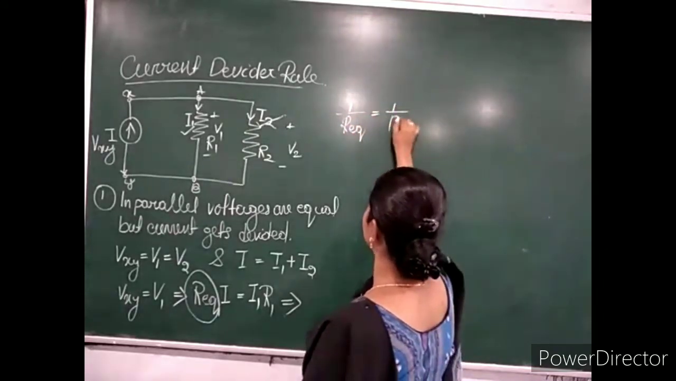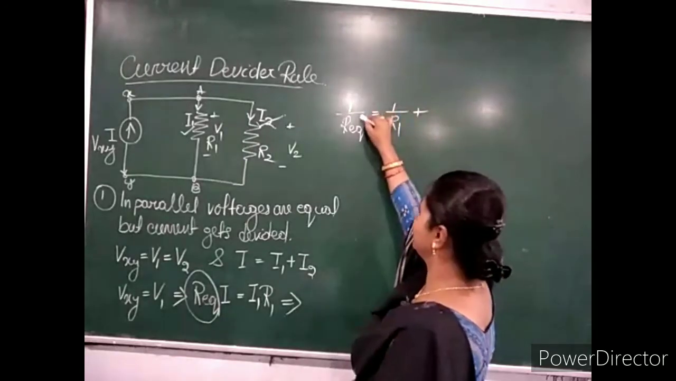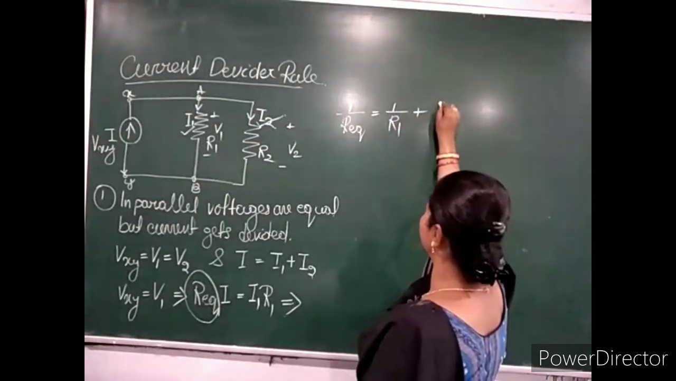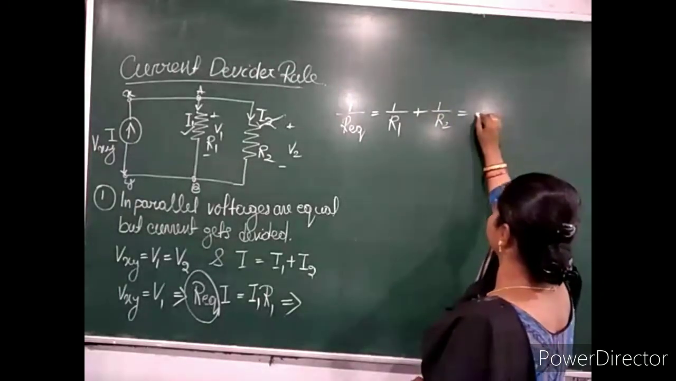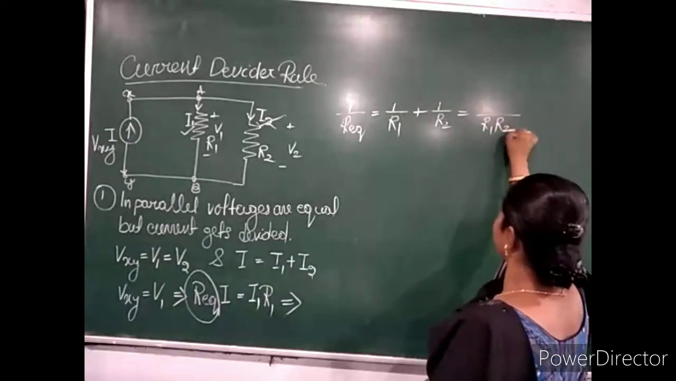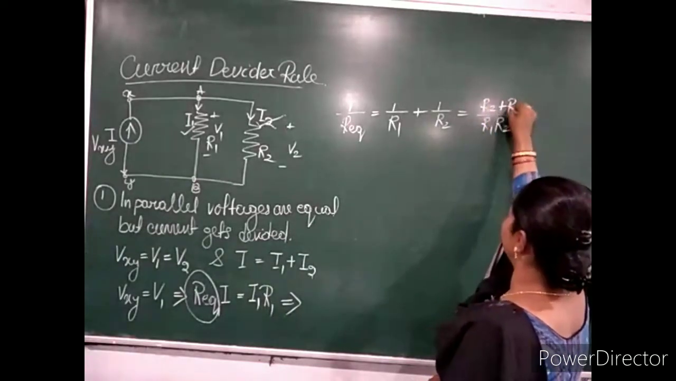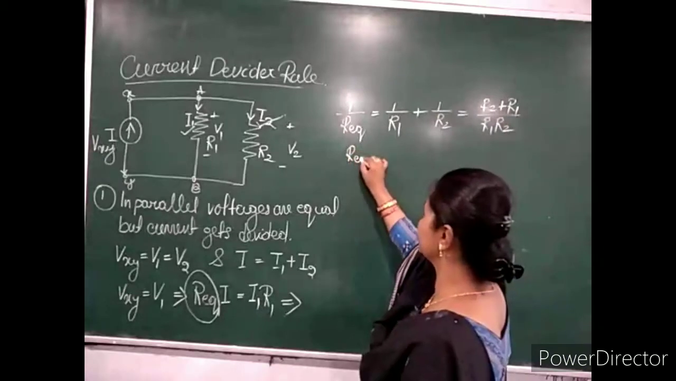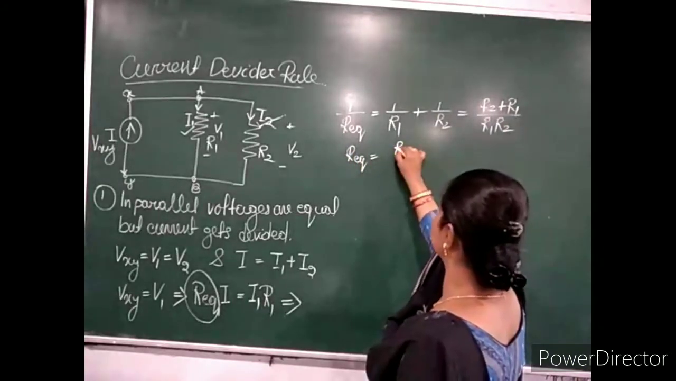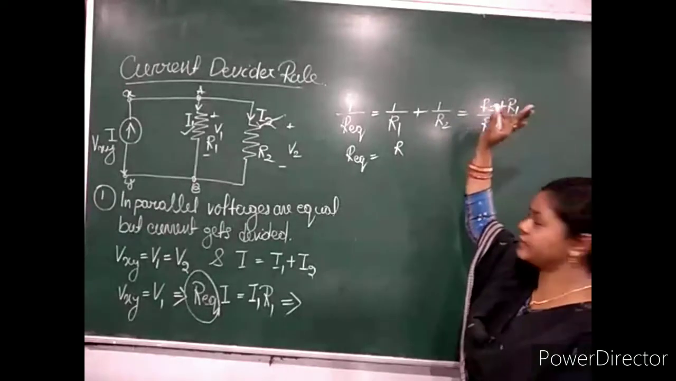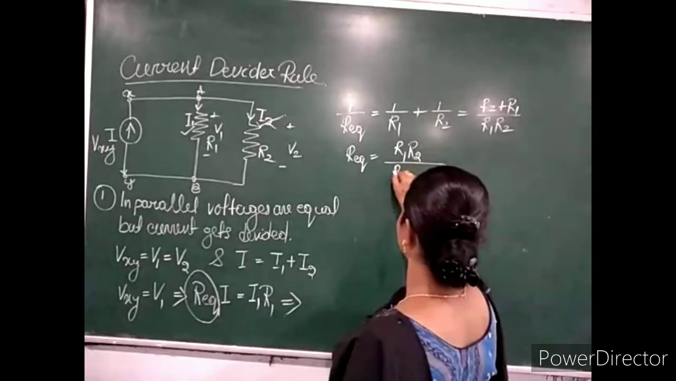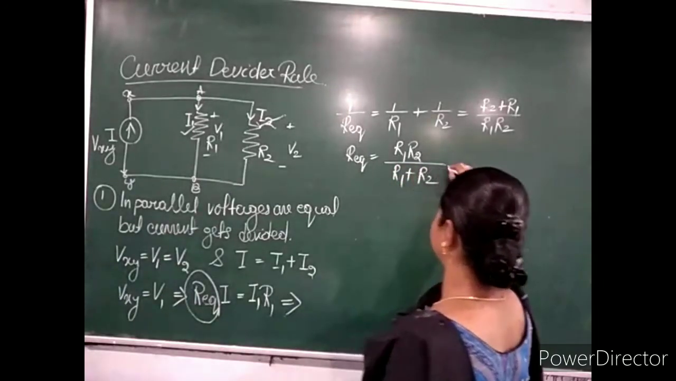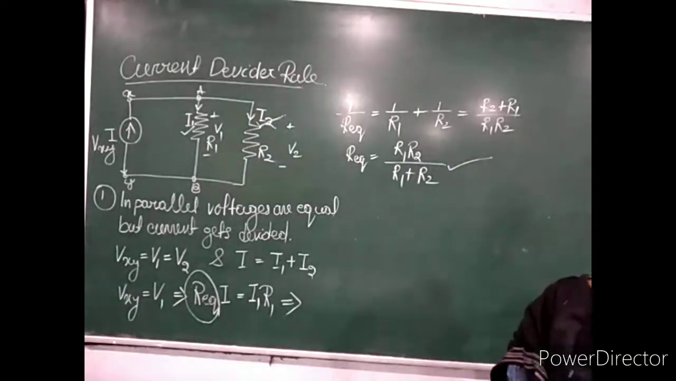R equivalent: 1 by R equivalent is equal to 1 by R1 plus 1 by R2. It gives a result of (R2 plus R1) divided by R1 R2. So what is the total equivalent resistance in the case of a parallel circuit? It is just the reciprocal of this result, R1 R2 divided by R1 plus R2. This gives the result for R equivalent of a parallel circuit.